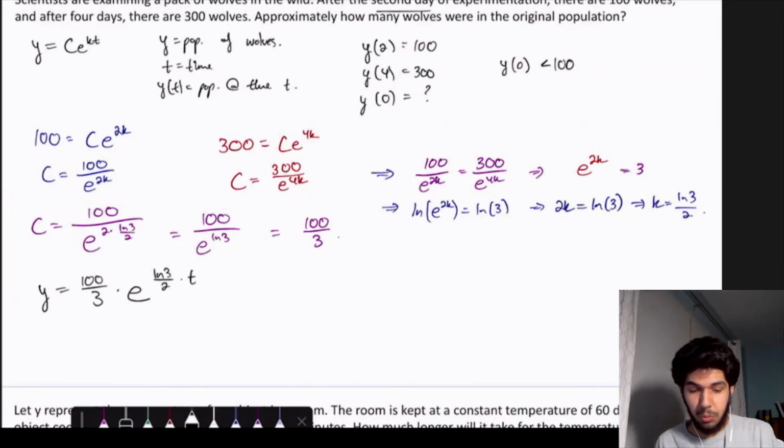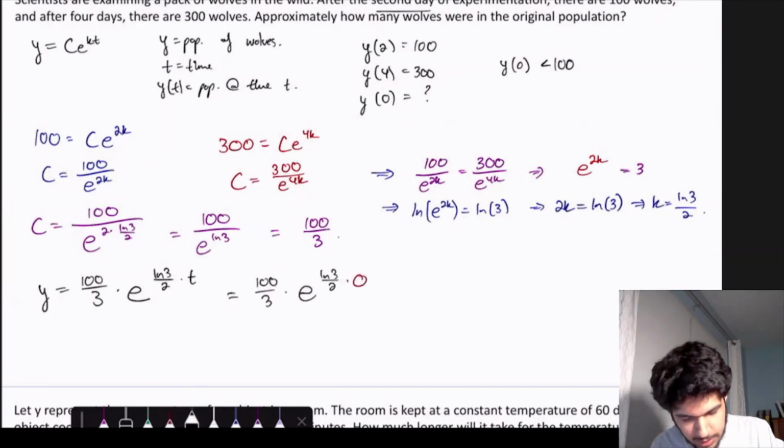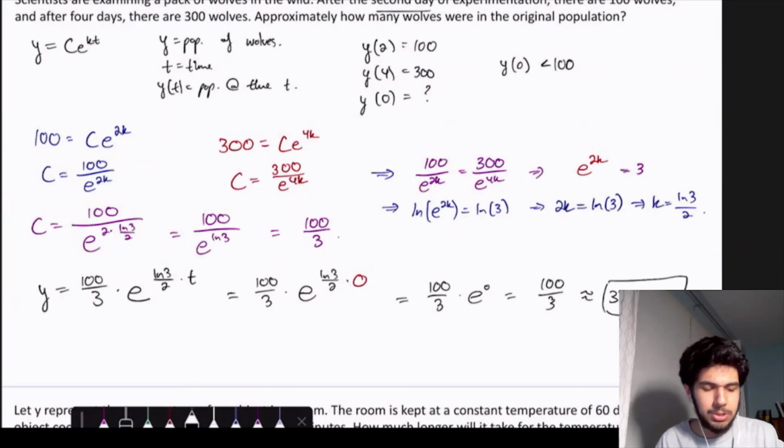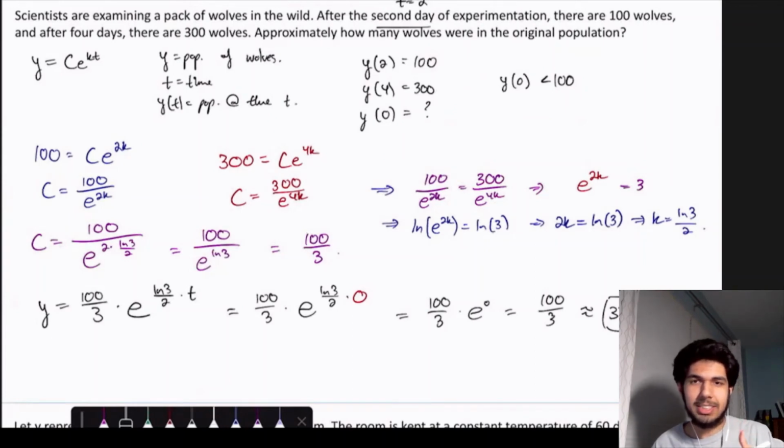So that's our equation. What are we trying to solve for? y of 0. So where we see a t in here, we put 0. And we get 100 divided by 3 times e^((ln 3 over 2) times 0). That's equal to 100 over 3 times e^0, which is equal to 100 over 3. So we expect approximately 33 wolves to start in the population. That matches our expectation of having less than 100, so that's good. So yeah, just another example using that same equation, this time with growth.